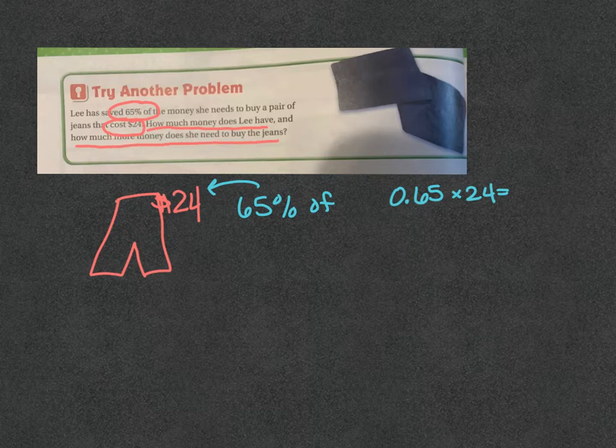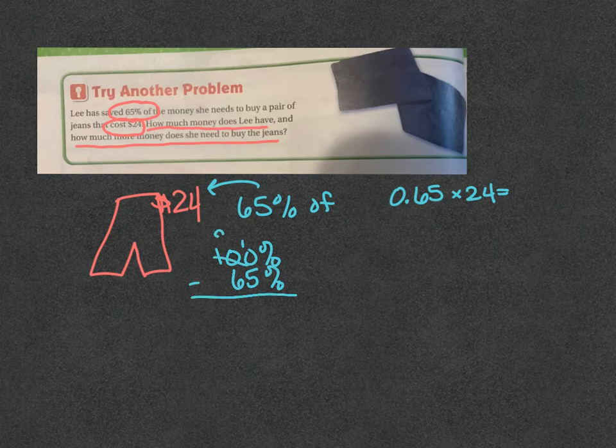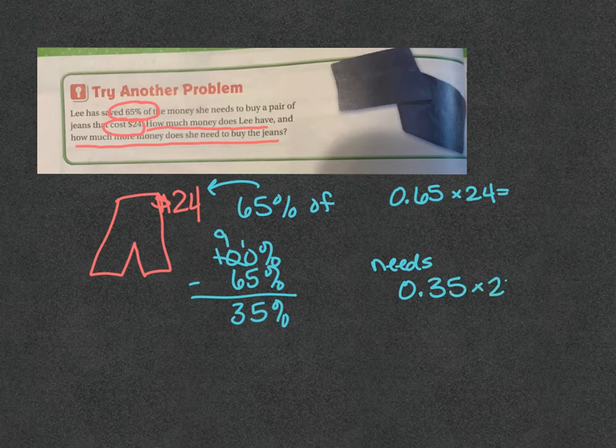How much more money does she need? Okay, well, she needs 100% of the 24. Since she already has 65%, if I take 65% away from 100%, I'll know how much more she needs. She needs 35% more, so she needs 0.35 of 24 to buy the jeans. All right, let's do those calculations.